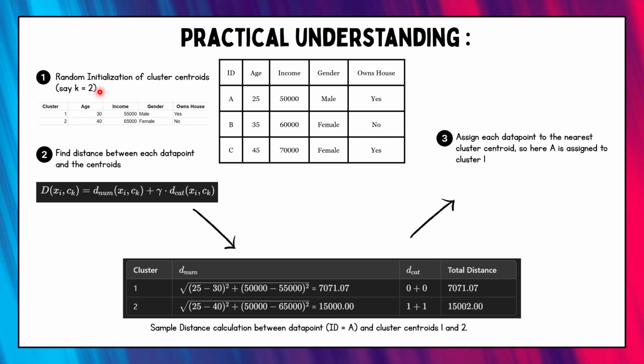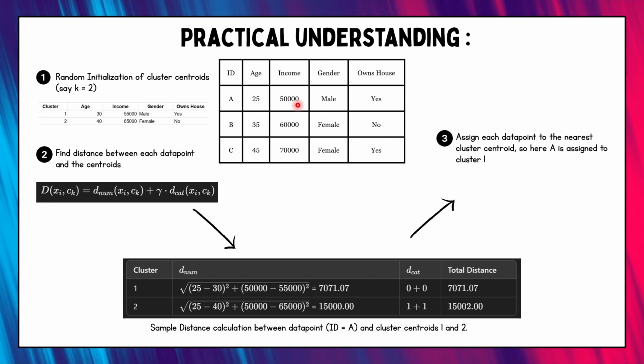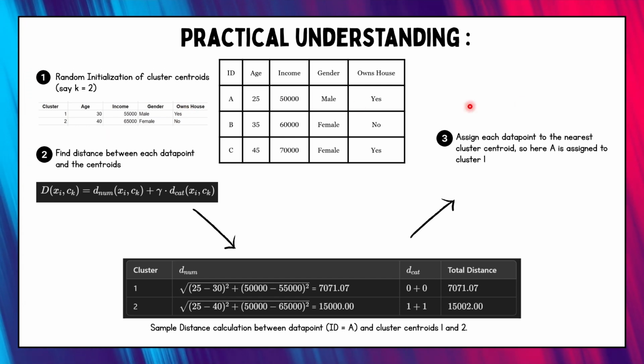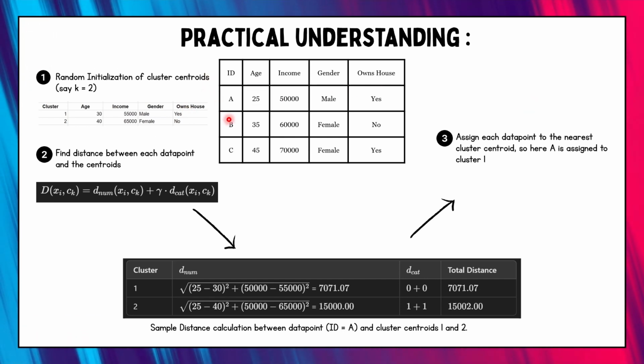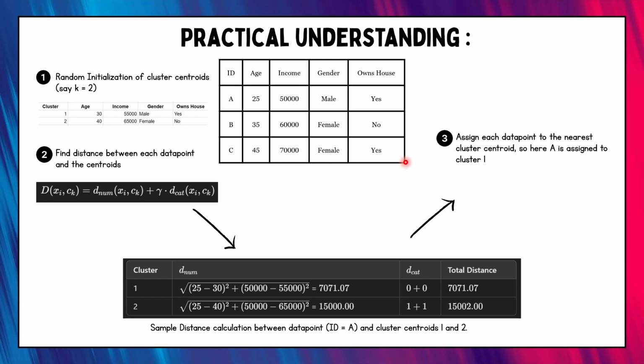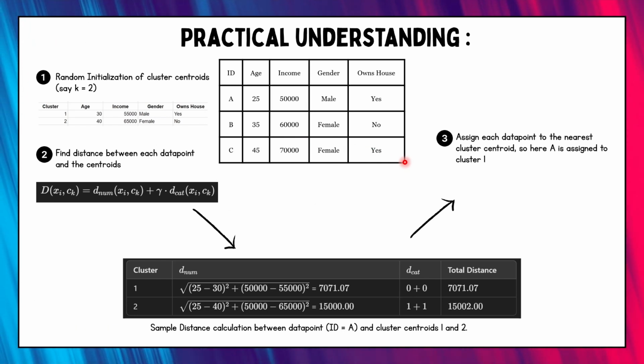So the first step will be random initialization of cluster centroids, which basically means that my algorithm will randomly pick 2 data points from this data set. This data set is literally 3 rows only. So say that it picked 2 data points from here, any 2 data points, okay? And then it will consider those 2 data points as the cluster centroids, okay?